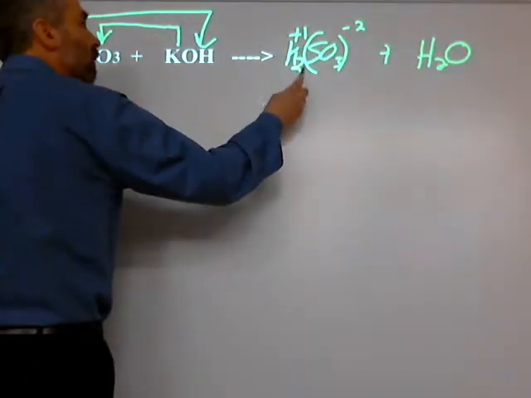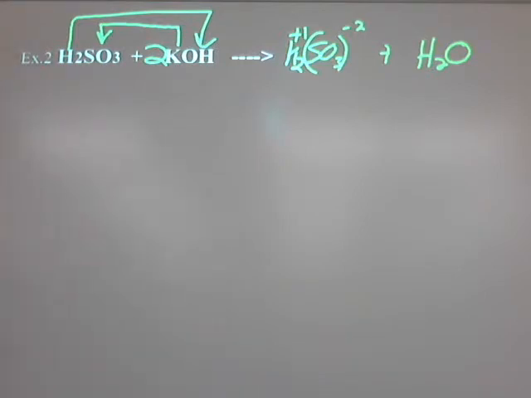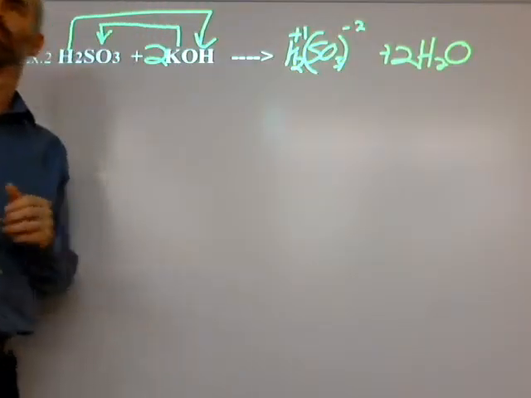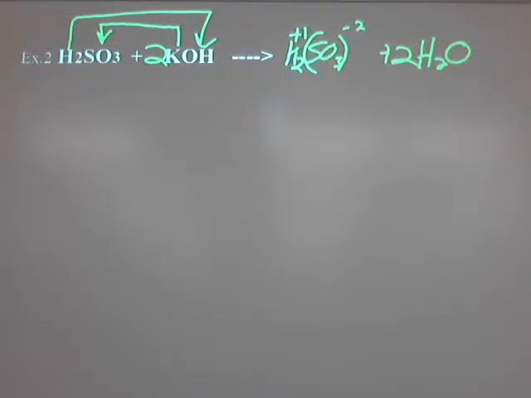I got 2 K's. I'll put a 2 there. How many H's do I now have on the left side of the arrow? 4. So I'll need a 2 there. Is that it? Everybody good? I think it is. All right, what do I have to do now? I'm not even half done. Oh, I'm about half done.